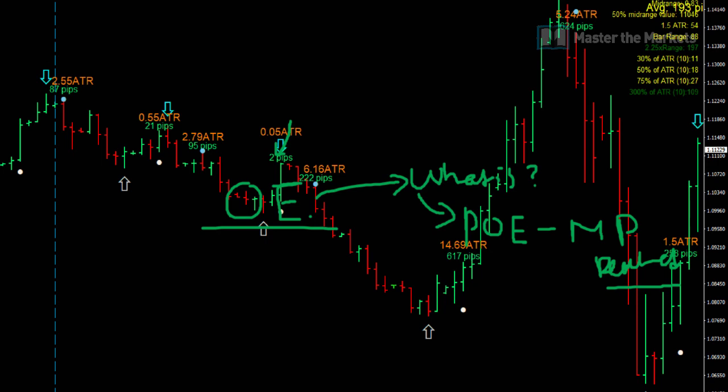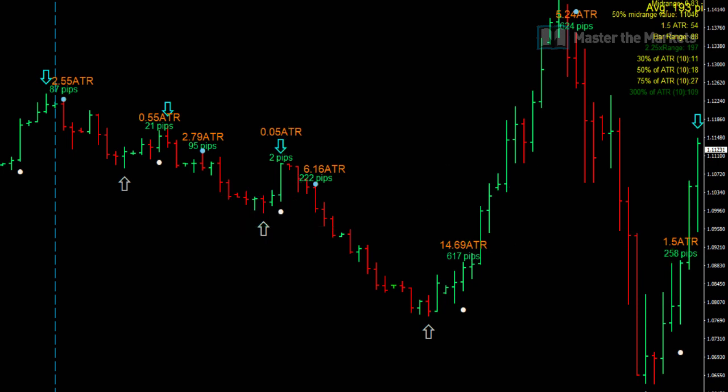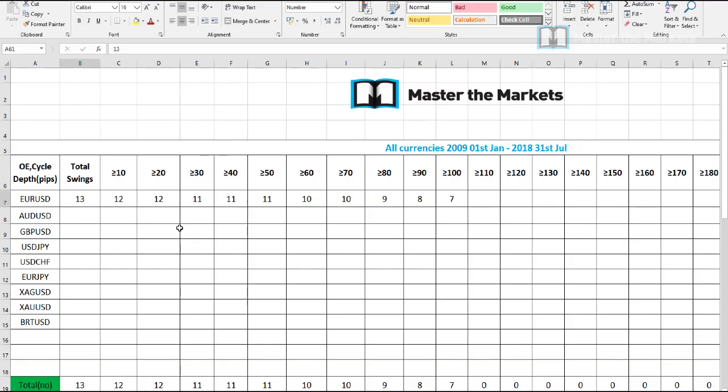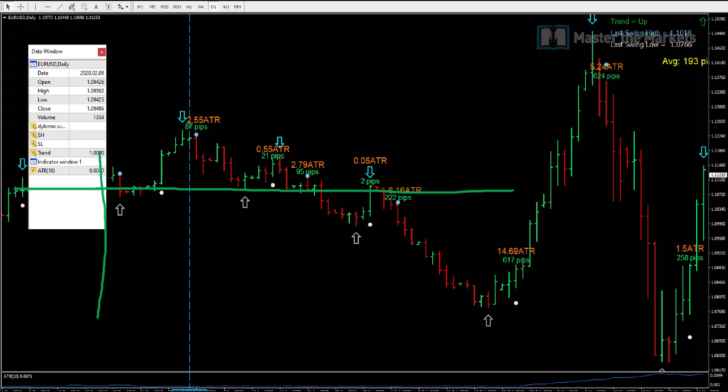Now, once you have done that, one way that you can quantify that and collect the data, let me just show you how we have done that. First, I've done it in terms of just pips. Okay, so I've just done 10 pips, 20 pips, 30 pips, 40 pips, in 10 pip increments. You can see in total there's 13 swings altogether.